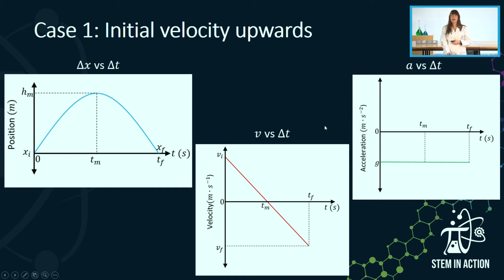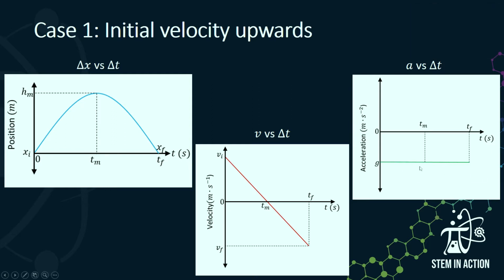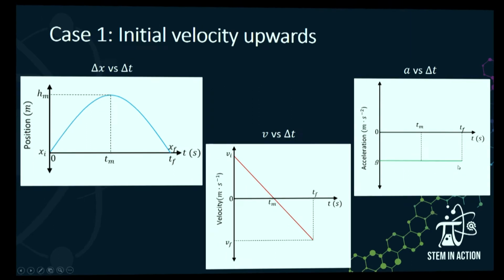Finally, we can have a look at our acceleration versus time graph. And here, because this is vertical projectile motion, we know that for the whole motion, the acceleration is the acceleration due to gravity, which is always 9.8 meters per second squared down. We have taken down as negative, and so we can see on our graph here, we get negative 9.8 meters per second squared for the duration of the motion.